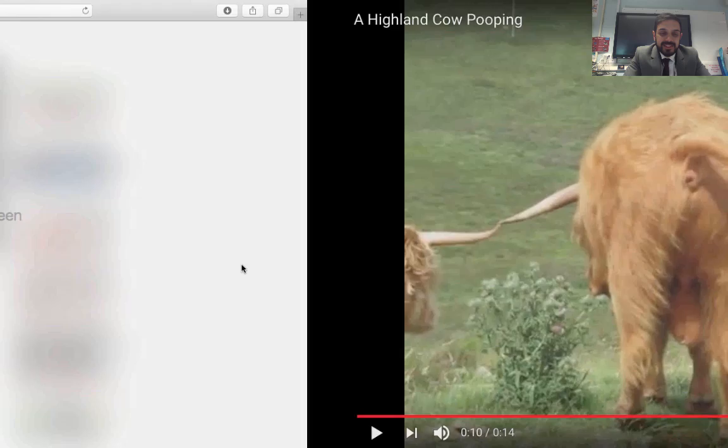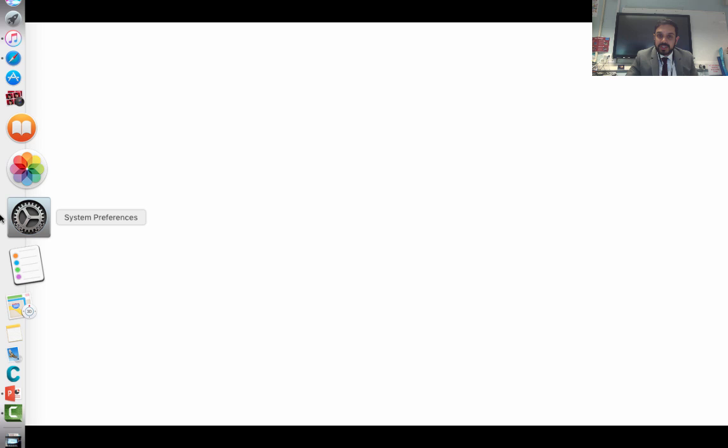Why did I just show you a video of a cow pooping? Because have you ever gone past the farms and it smells of poop? It's because what they'll put on the farms is something called manure. It's manure which contains poop. Now, why is poop put onto farms? Because poop contains something very important. It contains nitrogen.